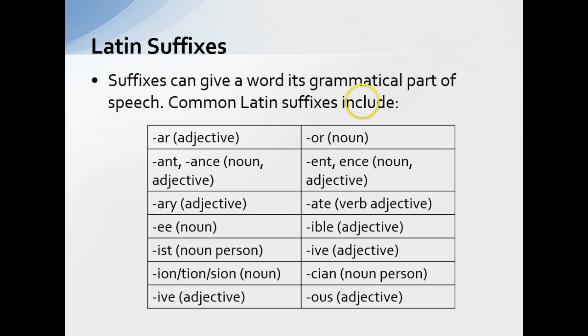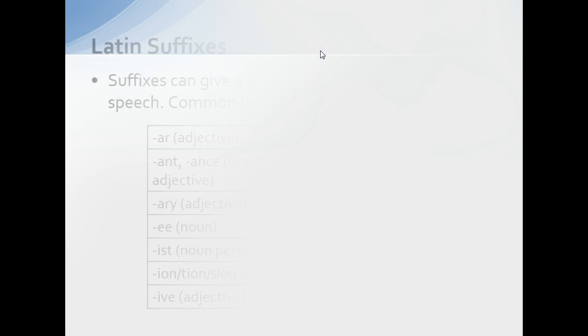Then we have Latin suffixes. And suffixes can give a word its grammatical part of speech. So common Latin suffixes include these, and in the parentheses shows you the part of speech that that word will become if it's added to a word, which is kind of interesting. Like I said, if you want to look at any of these charts that I'm not reading for you, feel free to stop this video at any time.